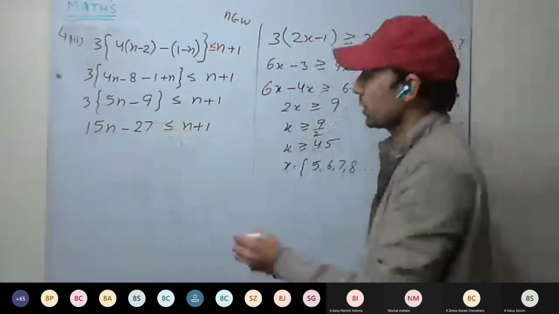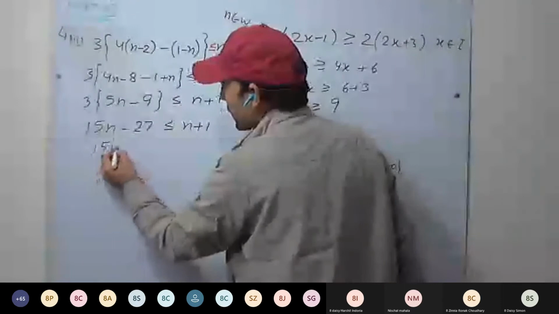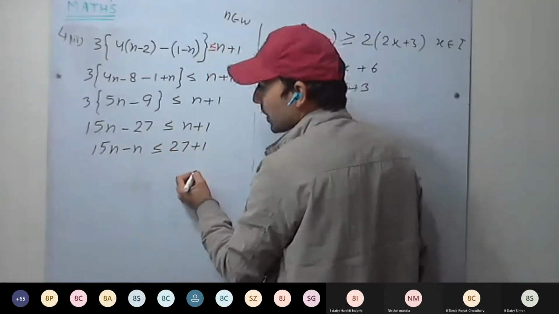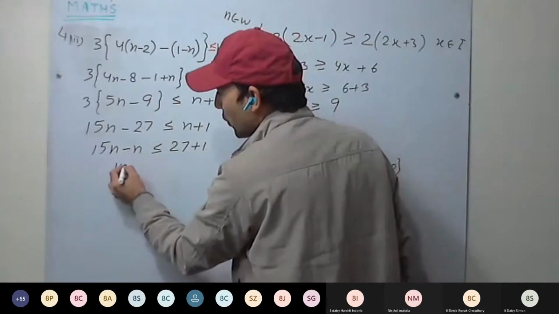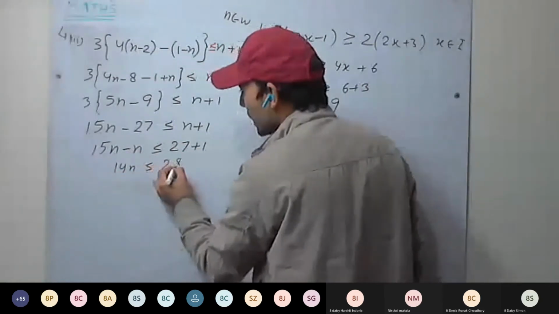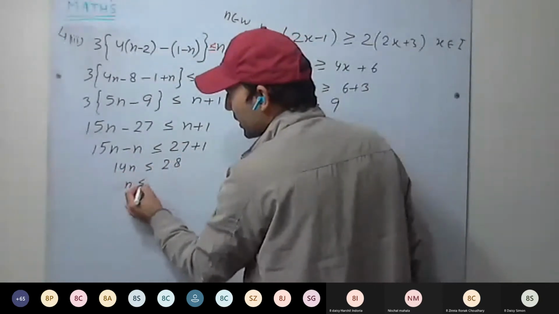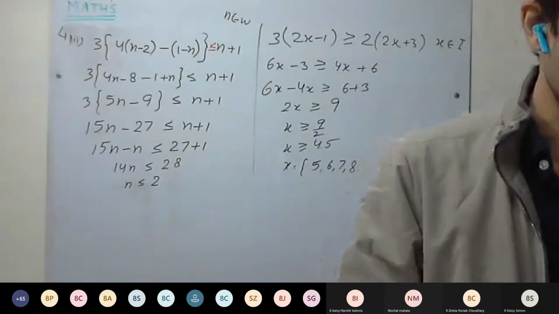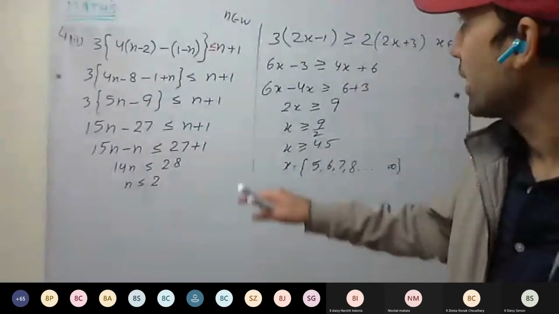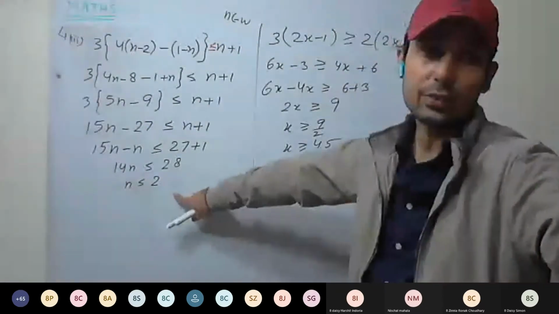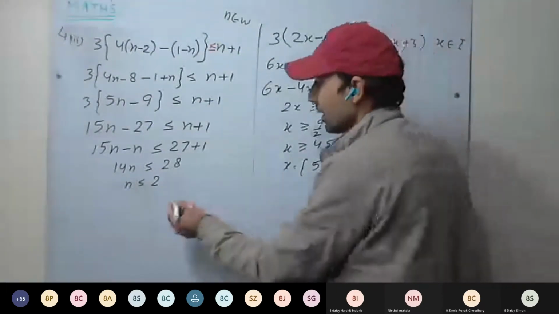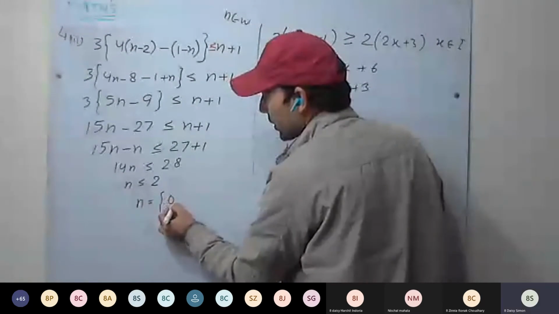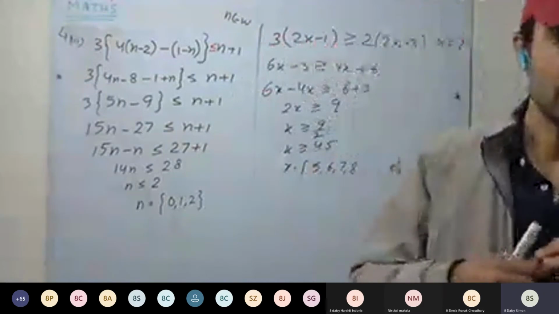n on one side, constants on the other side. So 15n minus n less than or equal to 27 plus 1. It will be how much? 14n less than or equal to 28. Divide by 14, n less than or equal to 2. Now, what are n? Whole numbers. So what will be the answer? Whole numbers 0, 1, and 2. 2 as well, since the equal to sign is there.